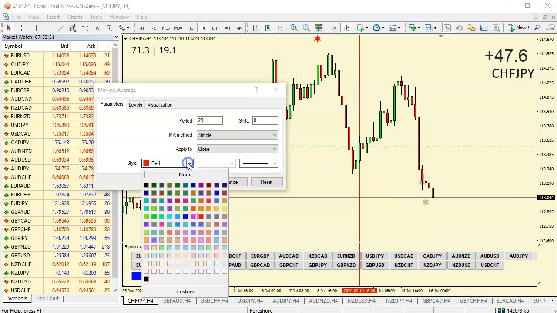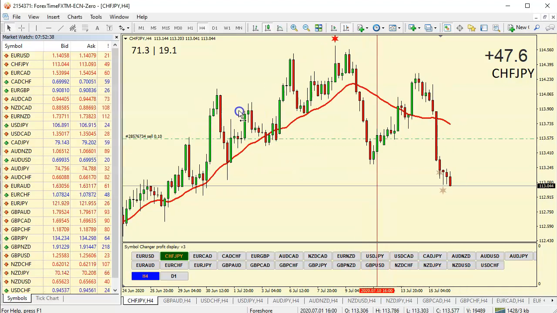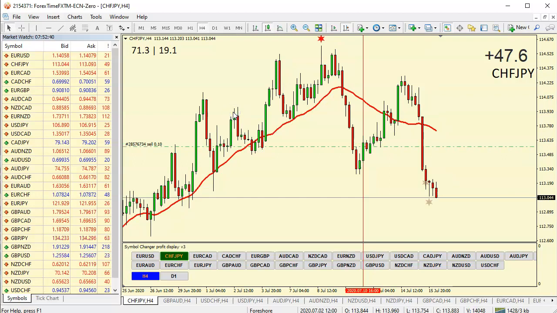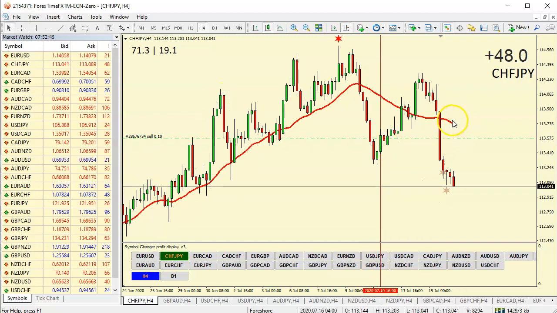Then you choose your color here, choose your thickness, and then you click OK. The system is just a mathematical program that has been programmed. You put in the data and it calculates for you. So this line is simply showing you, if I put your cursor here, you can see that the price in the small box there is 113.73. So 113.73 is simply the average closing of the last 20 candles. Meaning you add all 20 closing prices and divide by 20, and it will give you this number, 113.73.